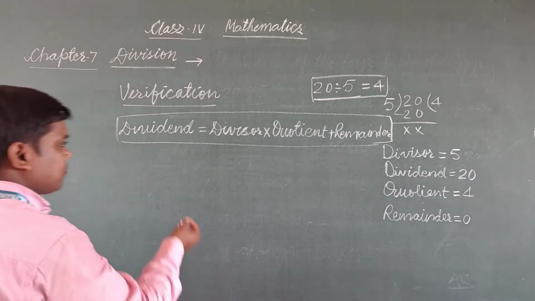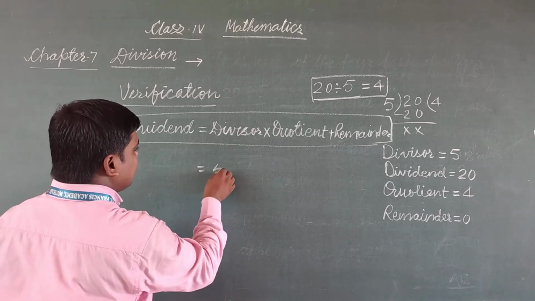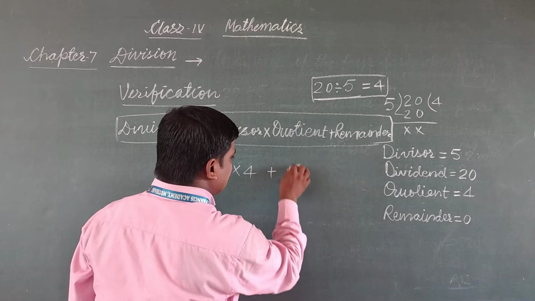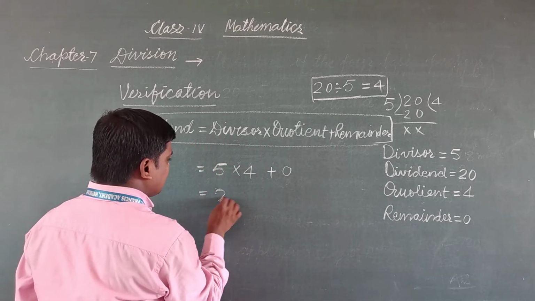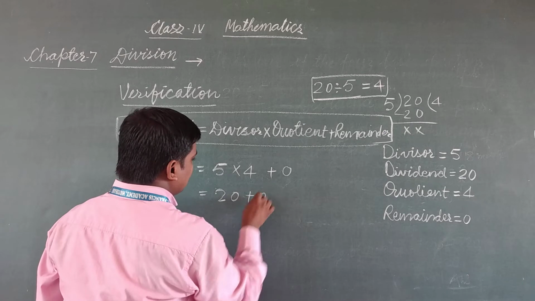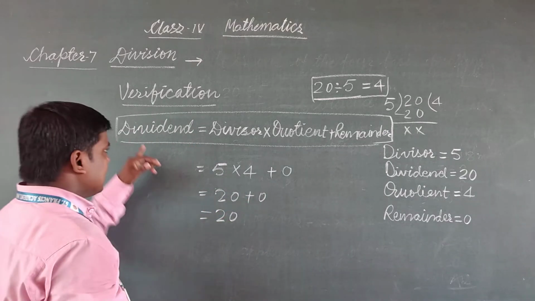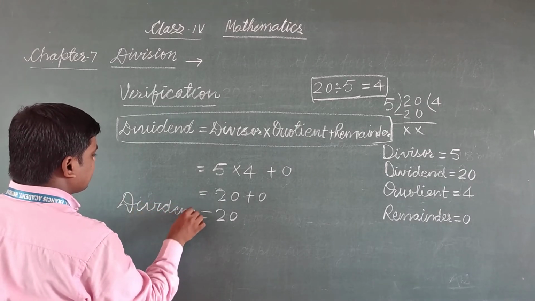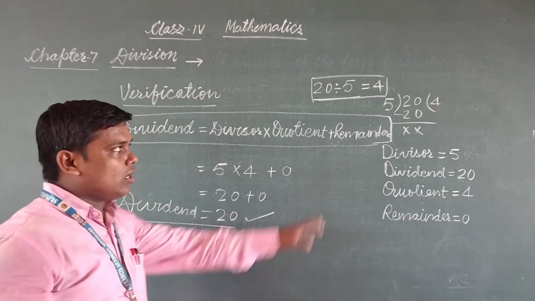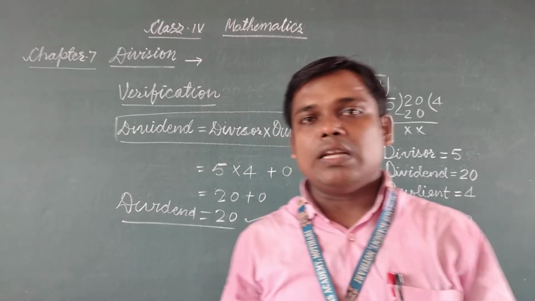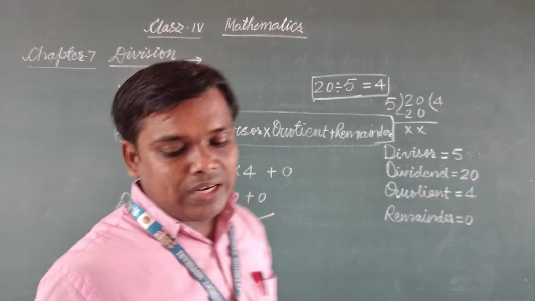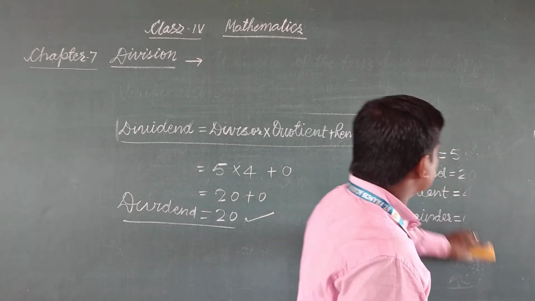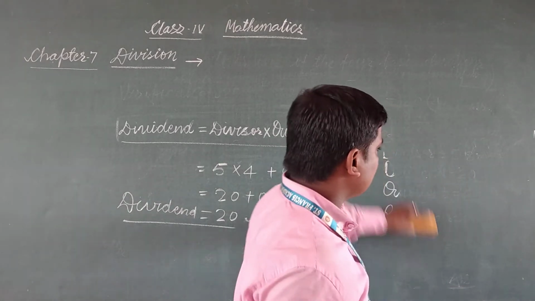As in this case, we will write divisor 5 multiplied by quotient 4 plus remainder 0. So 5 fours are 20 plus 0, which will come to 20, meaning our dividend. Our division is correct. In this way you can verify your division. Now we will read properties of division.